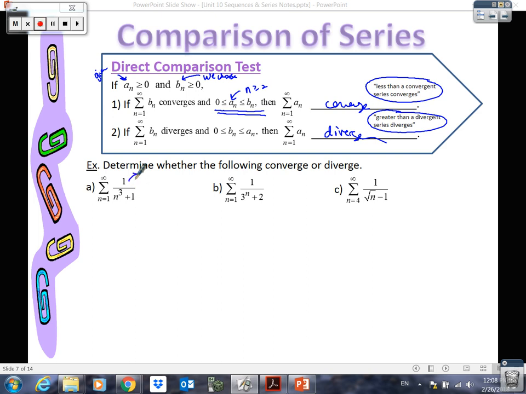that this is a sub n, and it is greater than or equal to 0. And then I'm going to say what b sub n is. B sub n is going to be 1 over n cubed, and it is also greater than or equal to 0.